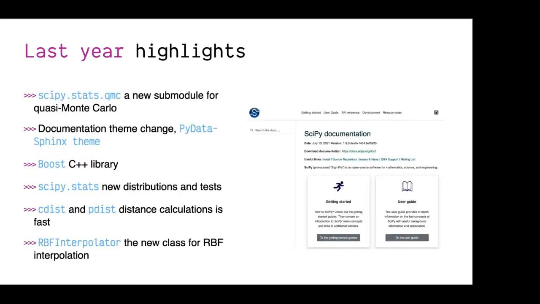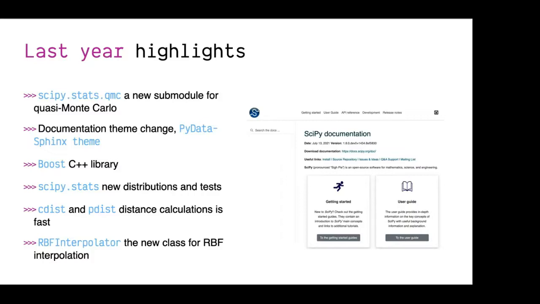So what's new? A new submodule for Quasi-Monte Carlo was added in the stats module. It allows you to sample quasi-random sequences with good uniform properties. The documentation design was updated to use the same PyData Sphinx theme as NumPy and other ecosystem libraries. We now vendor and leverage the Boost C++ library to enable numerous improvements for long-standing weaknesses in stats.